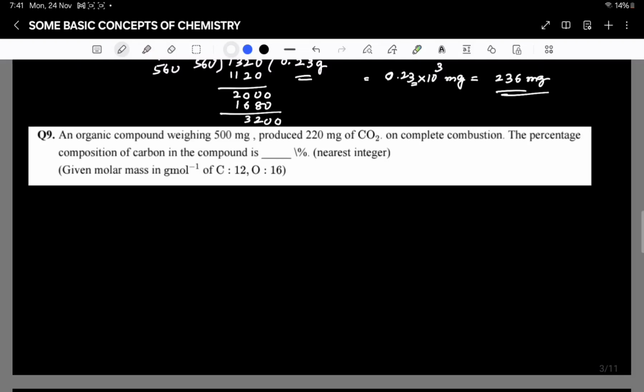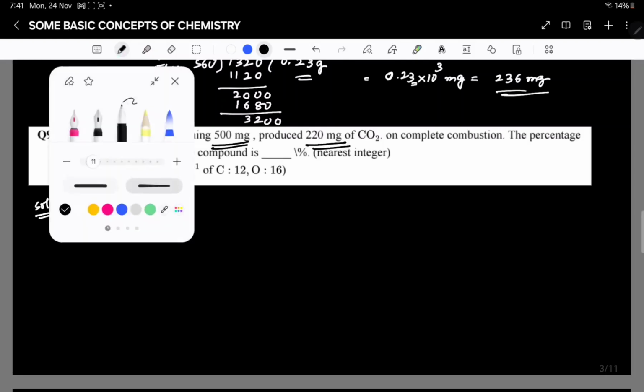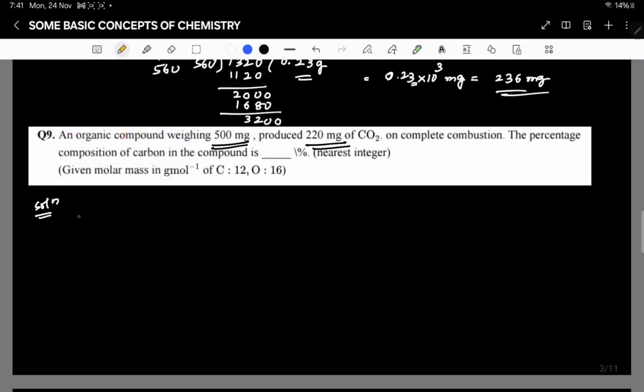Next, an organic compound weighing 500 mg produces 220 mg of CO2 on complete combustion. The percentage composition of carbon in the compound is? Okay, so just look at it, student, the question is an organic compound. The weight of the organic compound is given, 500 mg. It produces 220 mg of CO2 on complete combustion. So we will go to the direct formula, because he is asking for the percentage composition of carbon only.